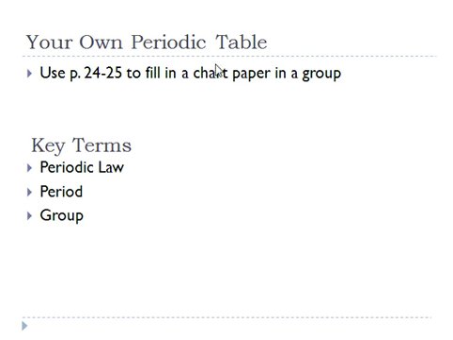What we're going to do in class is make our own periodic table using a couple of pages out of our textbook, so don't worry about that right now. The key terms from this video are periodic law, which are the trends or the patterns in the periodic table, a period, which is a row on the periodic table, and a group, which is a column on the periodic table. You do need to know those from now on. If you have any questions, be sure to bring those up in class.